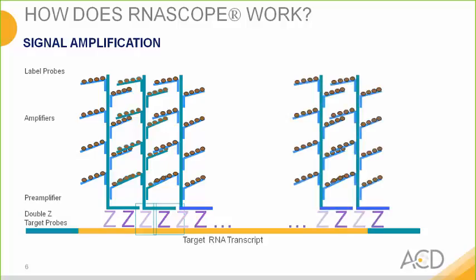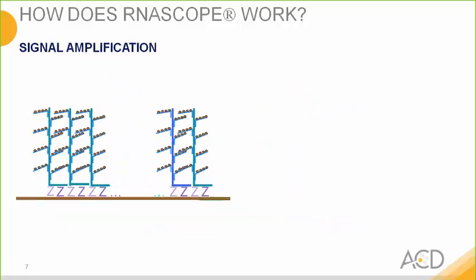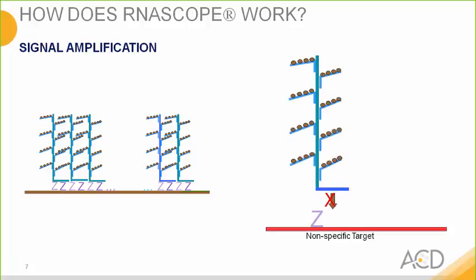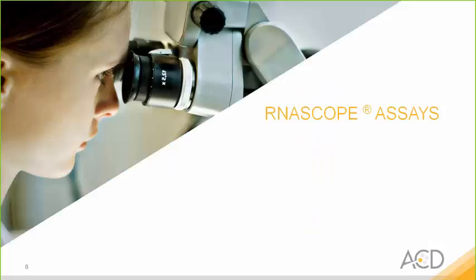This is then done across in succession, again with 20 Z pairs, 20 double Z pairs. For nonspecific targets, with a double Z probe design, nonspecific amplification is not possible, as you cannot have amplification occur on only one Z.